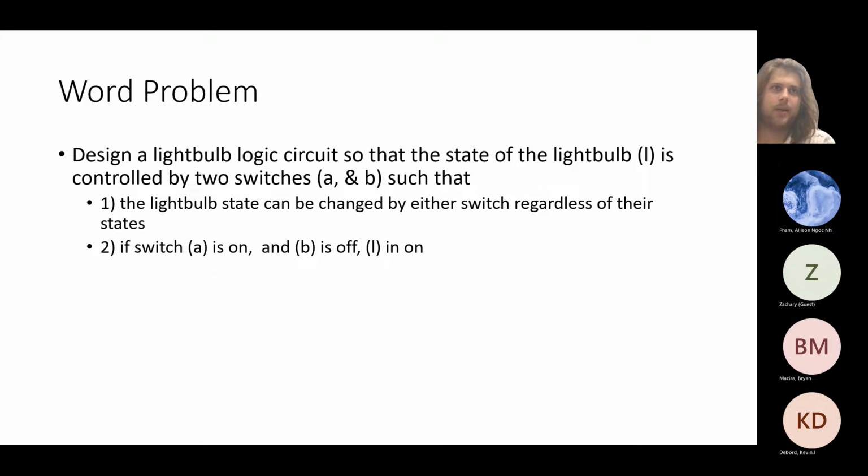We have 1 switch at the bottom of the stairwell, 1 at the top. We only have 1 light on the stairwell. And it's a requirement here that the state of the light bulb be changed by either switch, regardless of the other state of the switch. That basically allows the person at the top of the stairwell to turn the light on if it's off, and at the bottom they can turn it on if it's off, or off if it's on. And the other thing that I wanted is if the switch A is on and B is off, the light bulb's on. If we only had the first constraint, there'd actually be 2 possible solutions to this problem, but adding the second constraint means we only have 1 logical function.